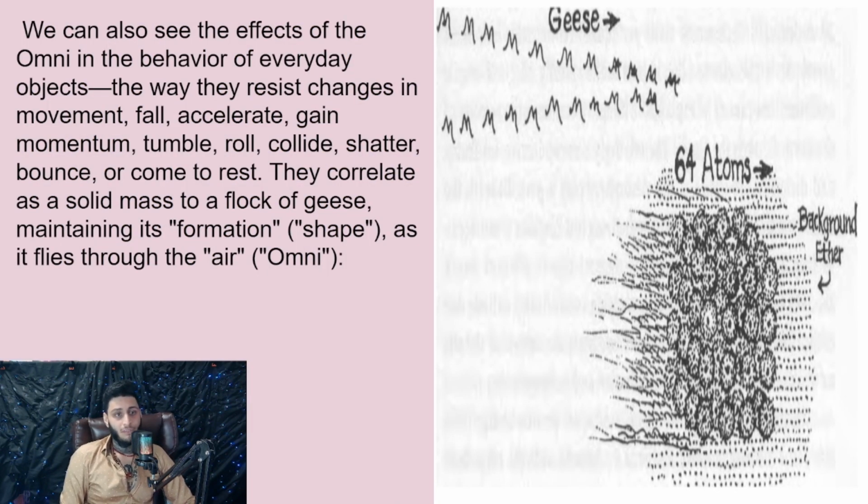We can also see the effects of the omni in the behavior of everyday objects, the way they resist changes in movement, fall, accelerate, gain momentum, tumble, roll, collide, shatter, bounce, or come to rest. They correlate as solid mass to a flock of geese, maintaining its formation or shape as it flies through the air, which is also the omni. Here's an example of it.